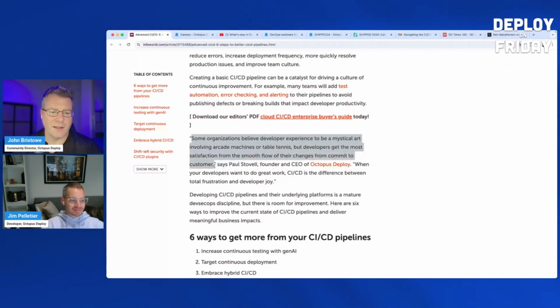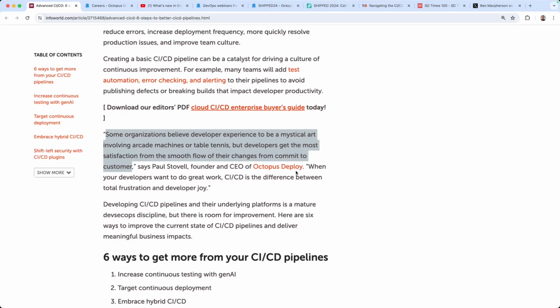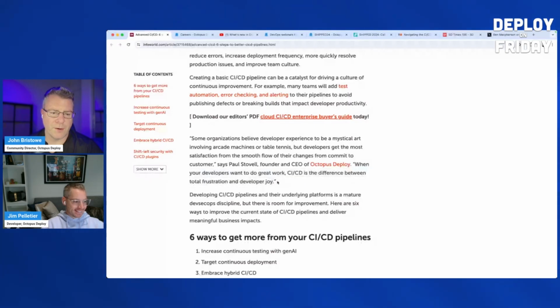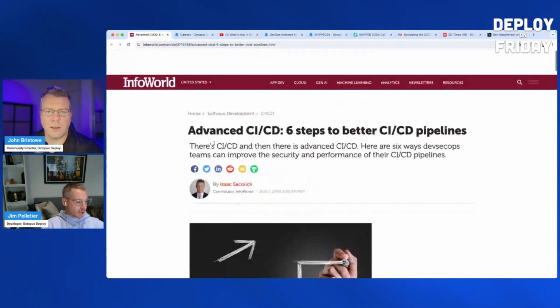That's nice. I like that. That's a nice alliteration there. When your developers want to do great work, CI/CD is the difference between total frustration and developer joy. Hear, hear. So Paul provided a quote for this article, and you can check this out up on InfoWorld.